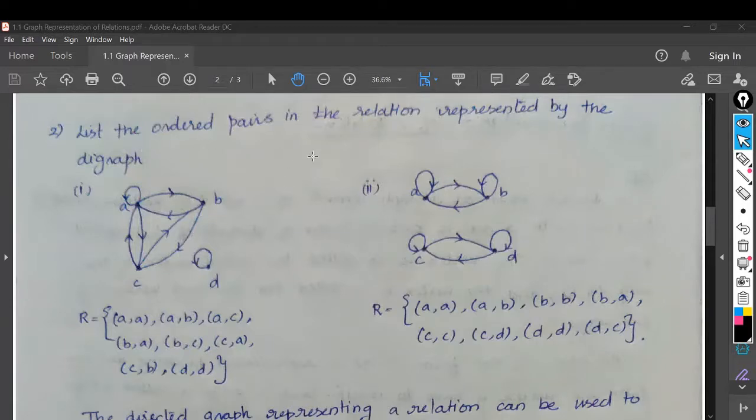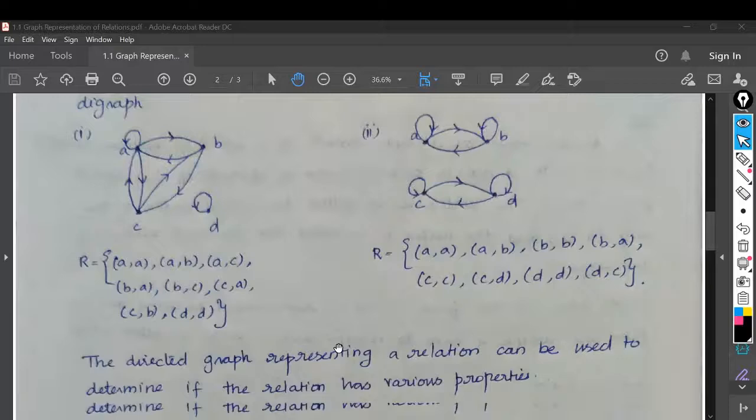List the ordered pairs in the relation represented by the digraph. They have given a digraph and they are asking you to list the relation. So R is equal to: there is an arc from A to A, so (A, A) is an element. There is A to B, B to A, so (A, B), (B, A); from C to B, B to C, so (B, C), (C, B); A to C, C to A, so (A, C), (C, A); and there is an arc from D to D, so it is (D, D). That way you can define the elements of your relation.